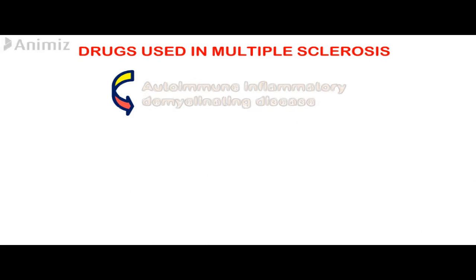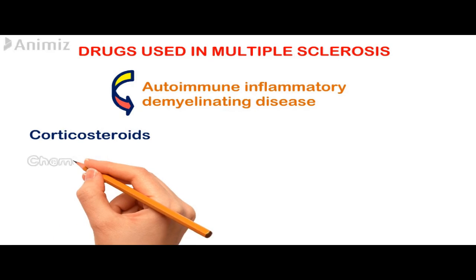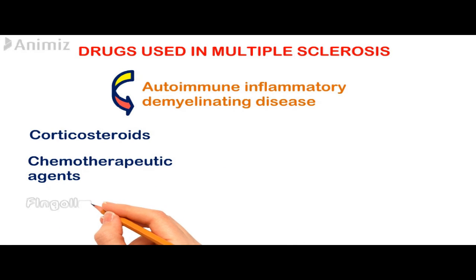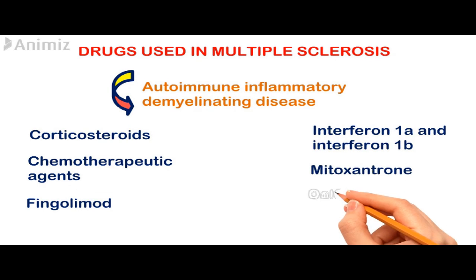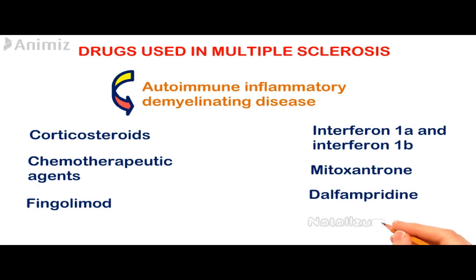If we look at multiple sclerosis, which is an autoimmune inflammatory demyelinating disease of the central nervous system, corticosteroids have been used to treat the acute attacks of this disease. Also, chemotherapeutic agents such as cyclophosphamide and azathioprine have been used. Interferon beta-1a and interferon beta-1b have also been approved as immune system modulators of the interferons and T-helper cell response, which contribute to the inflammatory response that leads to demyelination of the axon sheaths.